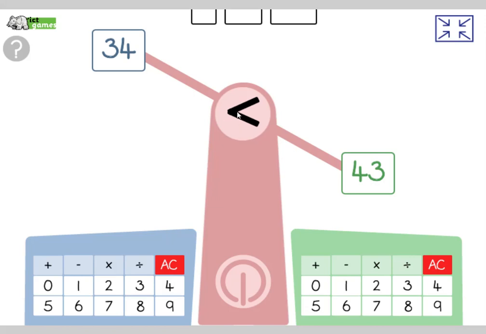Some people like to say that this is a crocodile and the crocodile always eats the bigger number. I always remember it that this side is smaller. The gap here is bigger, the gap here is smaller. So that's how I remember it.